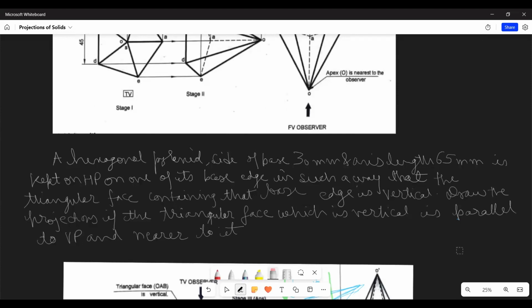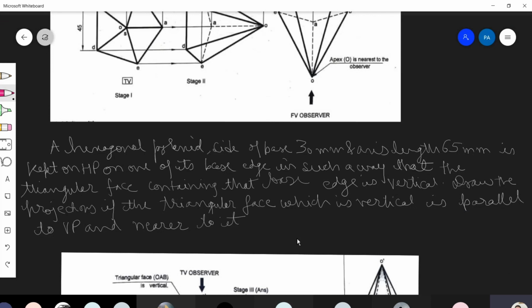So we have a hexagonal pyramid, the dimensions are given and it is kept on HP. It is kept on HP on one of its base edges.